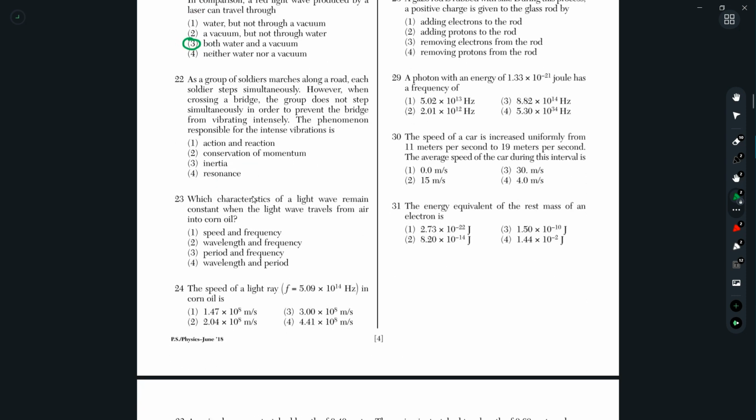A group of soldiers marches along a road. Each soldier steps simultaneously, but when they cross a bridge, they don't. That's because resonance can happen. You can collapse a bridge that way.